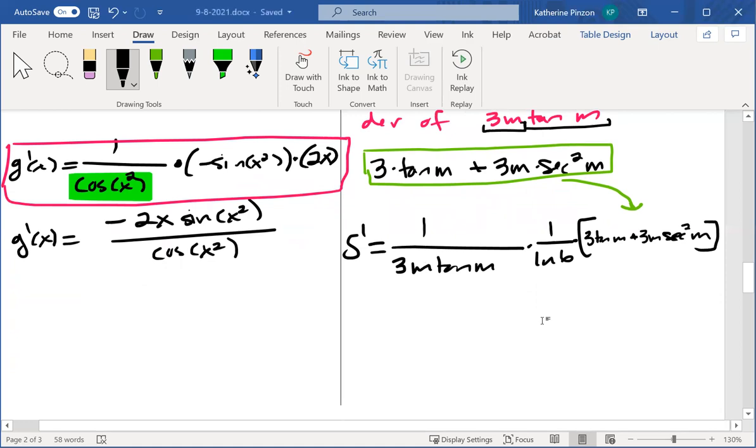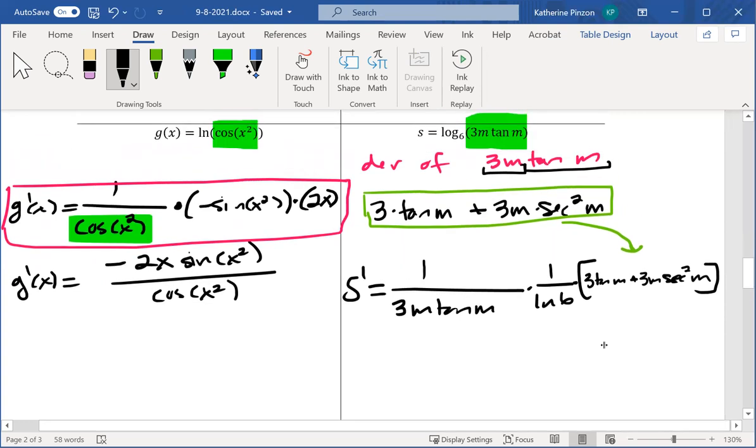So all of these pieces at the front, 1 over 3m tangent m times 1 over natural log of 6, that was all the derivative of log base 6 of something, right? Log base 6 of this guy. This thing in the brackets at the end was the derivative of the inside function using the product rule because it had 2 m's multiplied together. So I needed the product rule to find its derivative. Yes. Just be careful if this has like pluses or minuses in it, put some parentheses. Oh yeah, you can put it right there too.